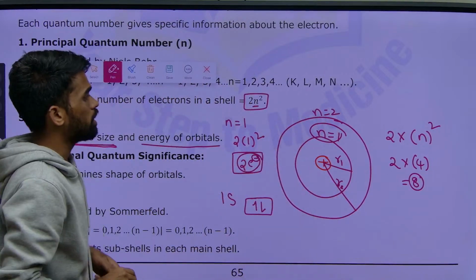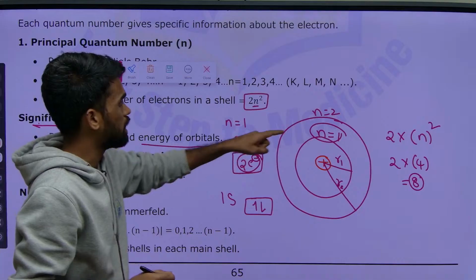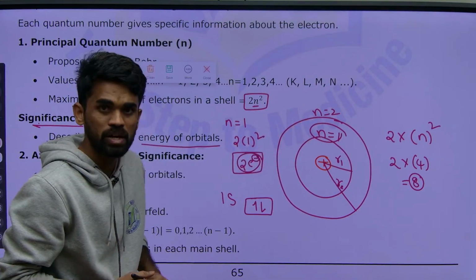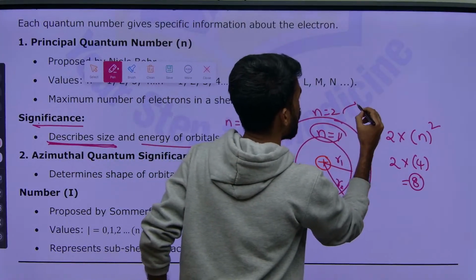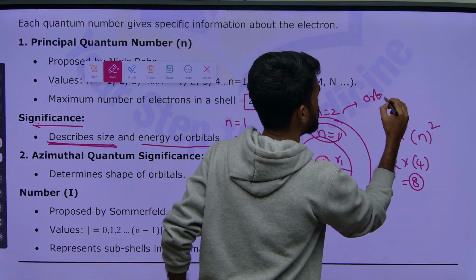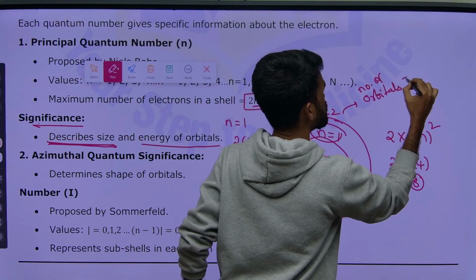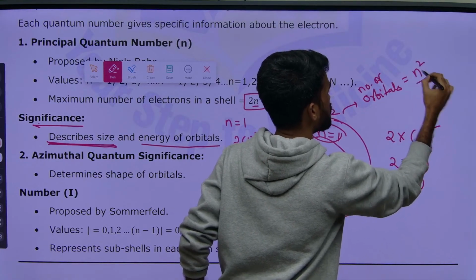Okay, so now in an nth shell, in an nth level, that is principal quantum number n equals 2, n equals 1, like that we are writing now. So in an nth level, how many orbitals are present? Number of orbitals equals n square.